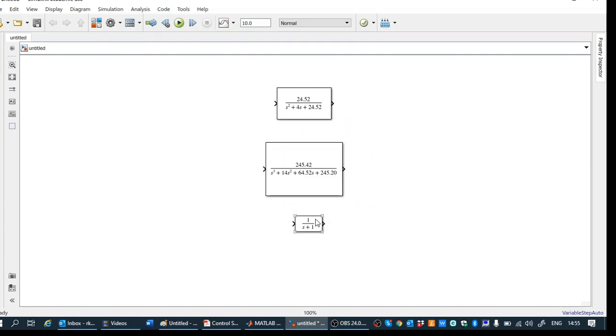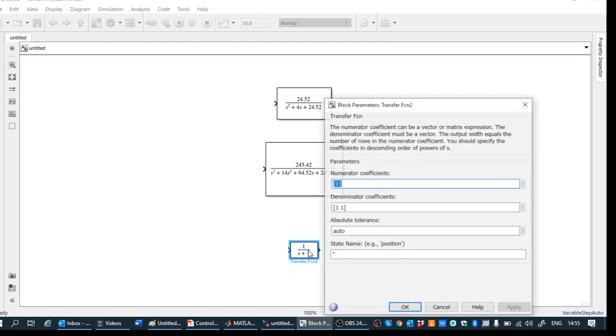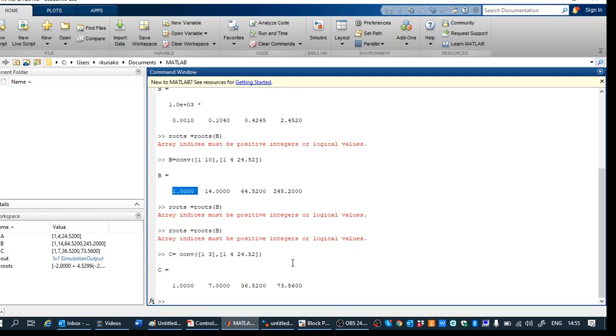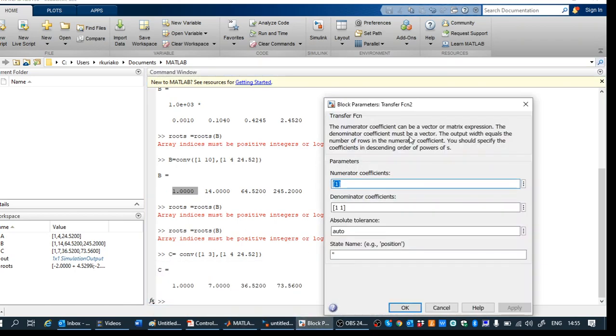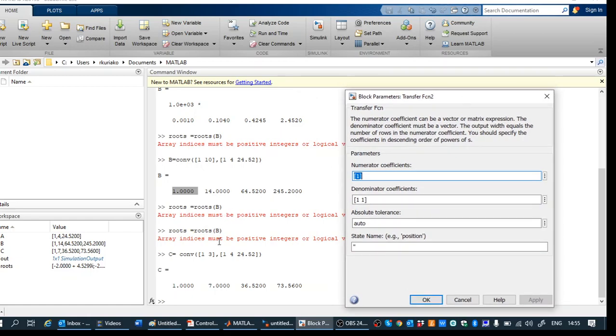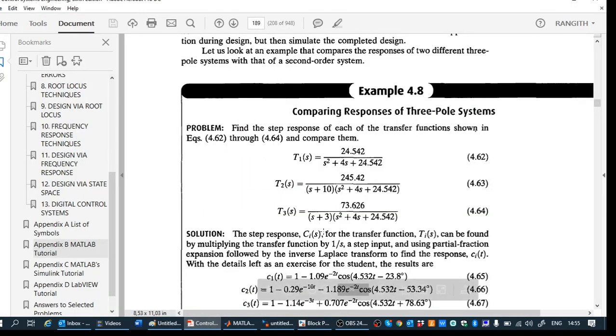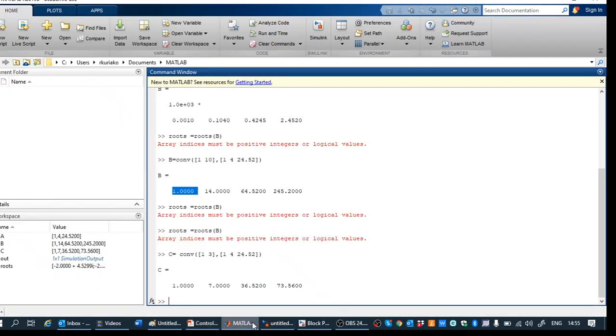Now we go on to the third one, and we're going to do exactly the same thing. If you look at the MATLAB block that I have here, I put the blocks in convolution of 1, 3. Let's just check if they're correct. Yeah, 1, 3, 1, 4, 24.52. So they look correct.